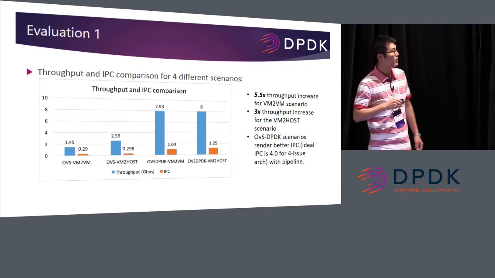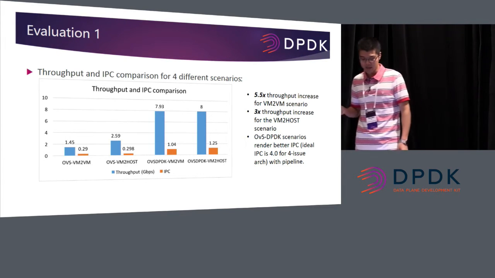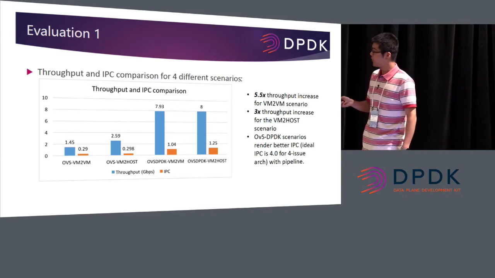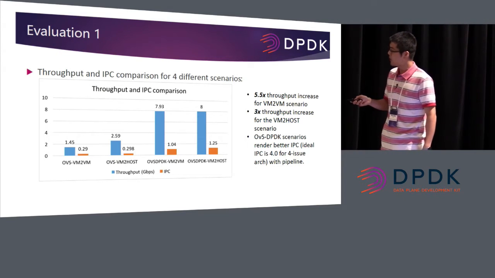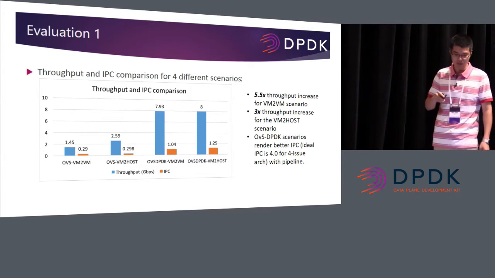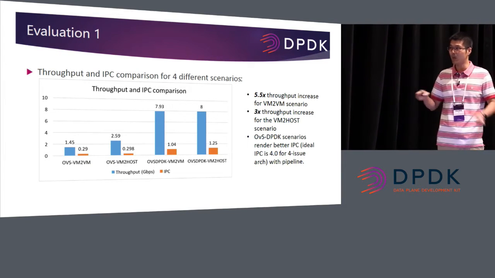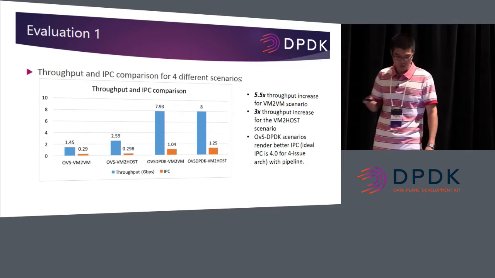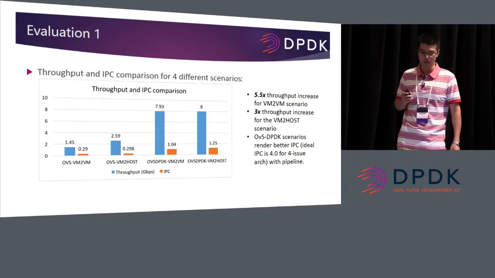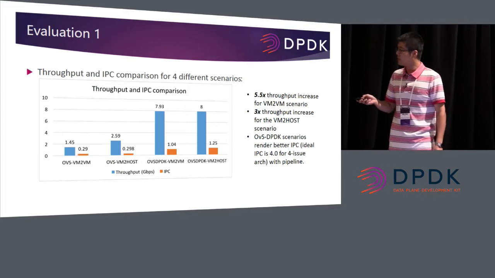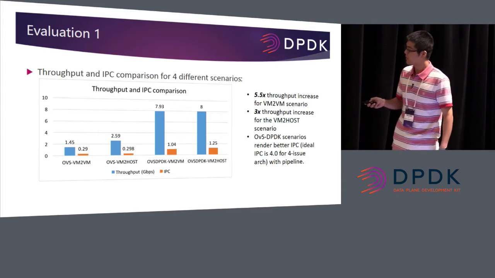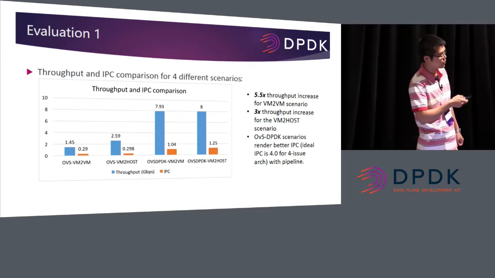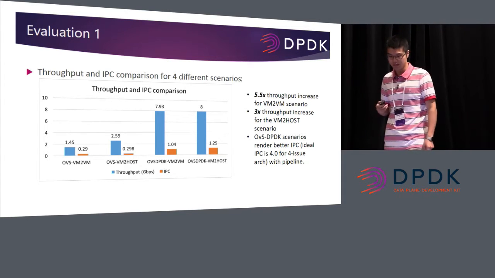Okay, so if you look at the blue bars, that is the throughput comparison. And if we compare the first blue bar with the third blue bar, that is the comparison between OVS and OVS DPDK with the VM to VM communication case. We can see a 5.5 times throughput increase for this scenario. And if we compare the second and the fourth blue bars, that's the VM to host cases, and we can observe at least a 3 times throughput increase.